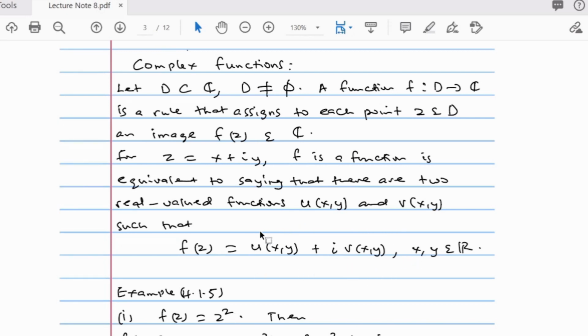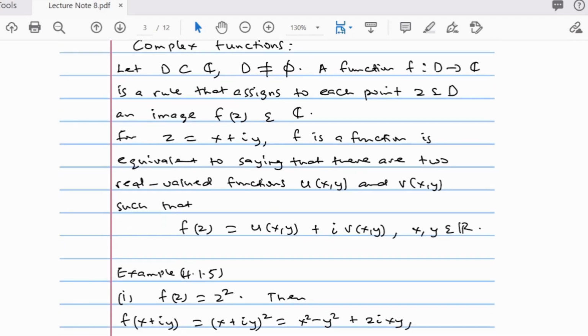So this is the real part of the function, and this is the imaginary part of that function. So every complex function can be written in this form: f(z) = u(x,y) + i v(x,y), where x and y are real numbers.